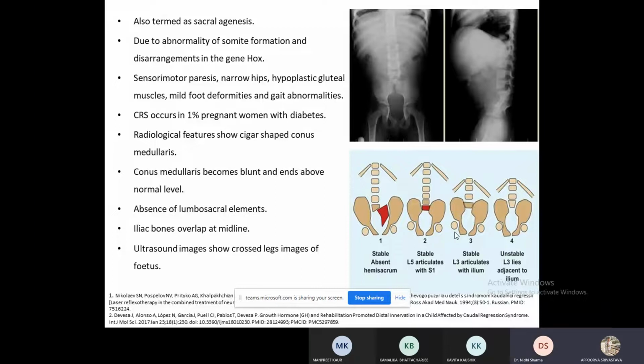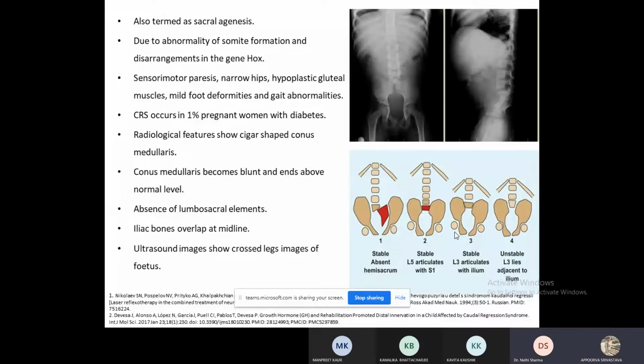Where is this gene hox located? Do we have the precise location of this gene hox? No, ma'am. Mostly in chromosome 22. In some articles it is written that gene hox is present over chromosome 22, and in some articles it was written over chromosome 19. Okay, okay.